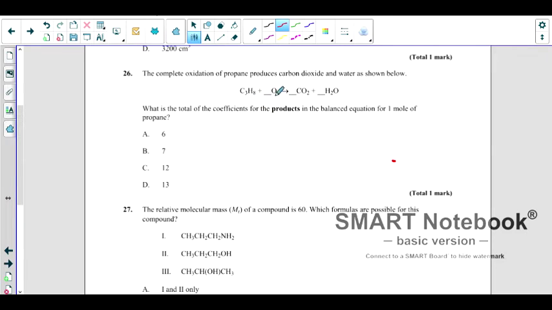If you want to balance it, you have to put a 3 here, a 4 here, and a 5 here. Oxygen can be balanced at the last. So he's asking what will be the total of the coefficients of the products. So you want to add them. The answer should be B, 7.